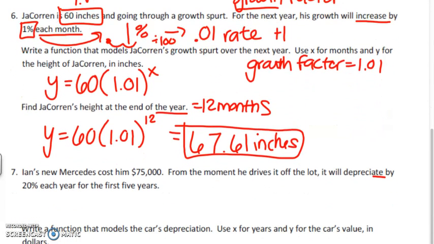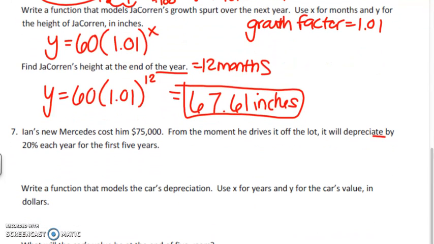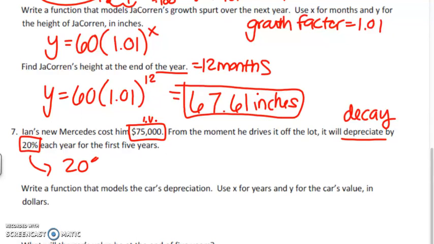All right, one more problem. And this is going to be an example of a decay problem. So it says Ian's new Mercedes cost him $75,000. So that's going to be our initial value. That's our starting point. The moment he drives it off the lot, it will depreciate. Depreciate is a keyword for decay, because that means it's going to be decreasing. Okay, so it's going to decrease by 20%. So the first thing I need to do is change 20% into a decimal by dividing it by 100 to get 0.20. Okay, so this is now my rate.